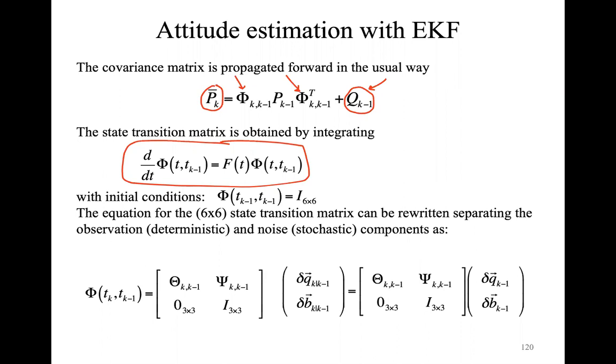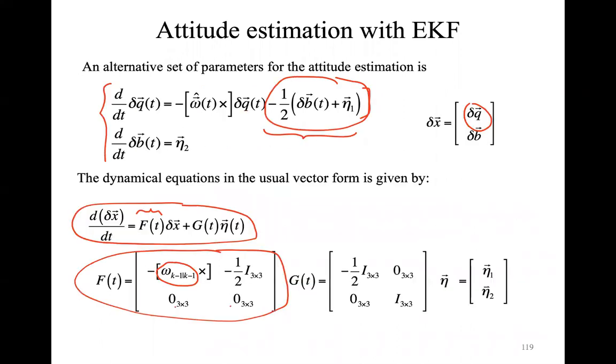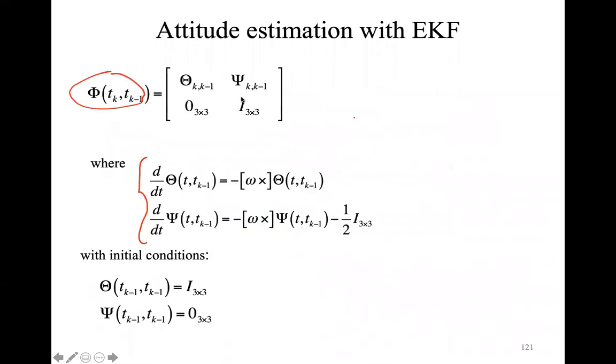So here it is not indeed the transition matrix that you have seen for the orbit determination. Here phi is the transition matrix that enables us to propagate the error. So basically it is minus omega t cross. That's the reason why theta at the first instant starts from the identity matrix, and psi starts from 0.